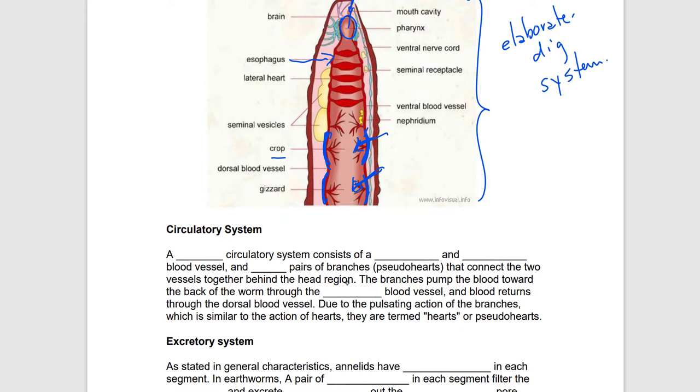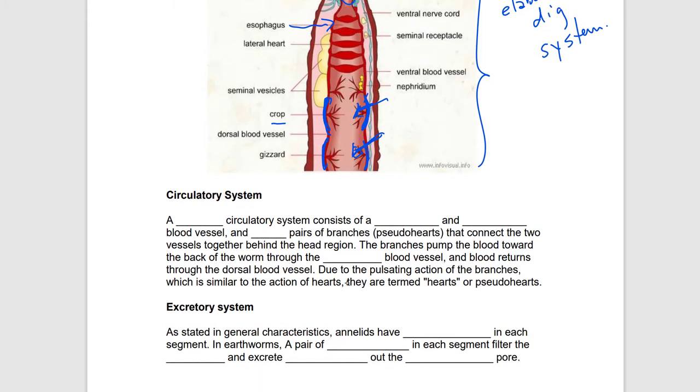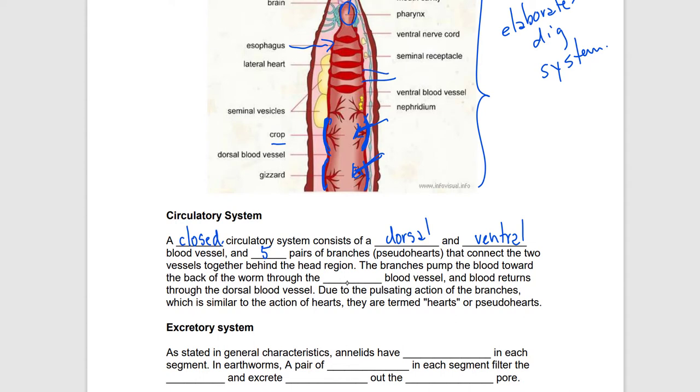You can see these little 5 arches that connect 2 different blood vessels. There's a blood vessel going down the back side, the dorsal, and one going down the front side or the belly side, the ventral. So we say it has a closed circulatory system because blood is traveling within vessels and it's connected. It doesn't pool outside the body, which we'll see in some invertebrates. So it has a closed circulatory system consisting of a dorsal and ventral blood vessel, as well as 5 pairs of branches, or what we call pseudohearts. So that's these right here, right?